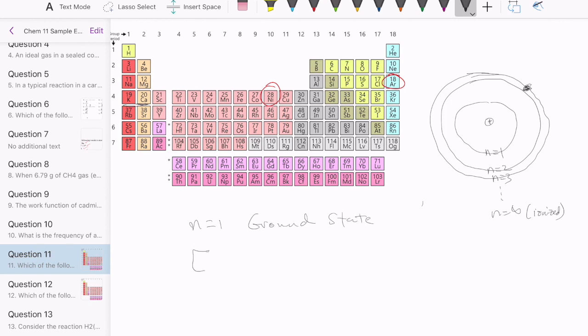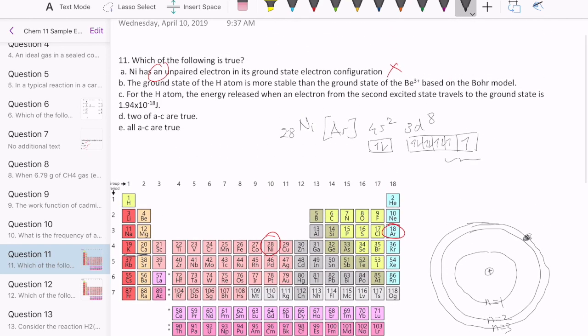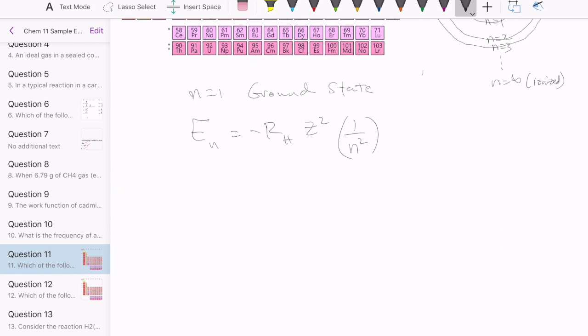And remember that we can calculate the energy of the electron, which is due to its attraction to the proton, using this equation: negative RH, a constant called the Rydberg constant, times Z squared, which is the number of protons in that specific ion or atom, and then times 1 over n squared, where n is the orbit number. So in the question, we're being asked to compare the ground state of the hydrogen atom versus the ground state of the beryllium ion, and then decide which one is more stable.